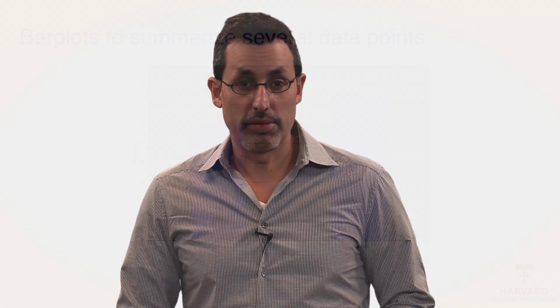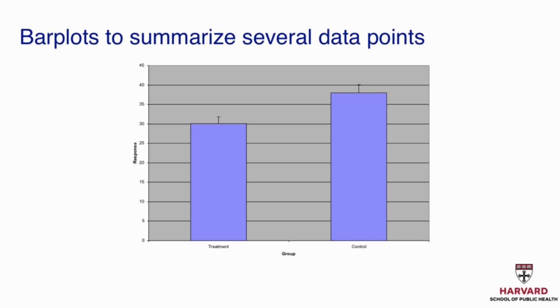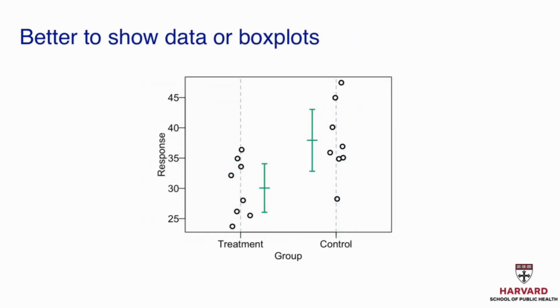All right, so another plot that's very common is a bar plot to summarize several data points. This figure is showing us data from treatment and controls. And we see a little antenna on top. It's also very common. The antenna usually represents the standard error of the data. We can actually show the points because it's based on just a few numbers, and this is what it looks like. So you can see the spread of the data that you collected.